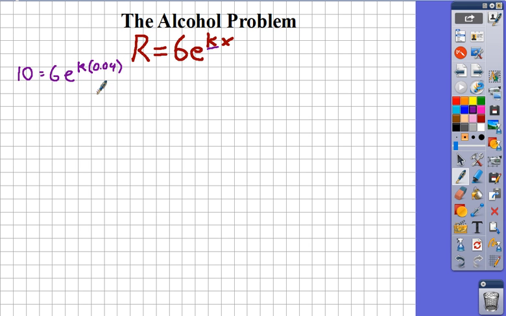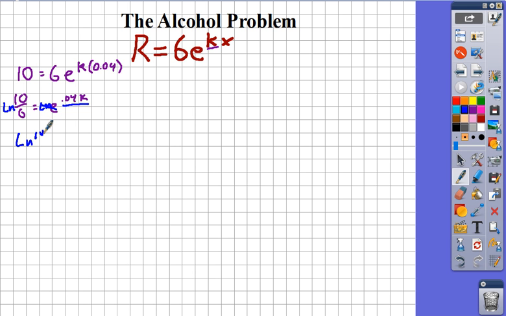0.04, the BAC level. So to get k by itself, we're going to need to bring it down from the power, and before we can do that, we need to move the 6. So we're going to divide both sides by 6 and get 10/6 equals e to the 0.04k power. So now we can get rid of that e. Do you remember how we do that? Right, we natural log both sides, as we just remembered from the last video. Natural logging e cancels and leaves us just with the power.